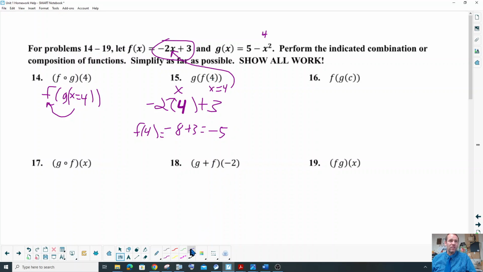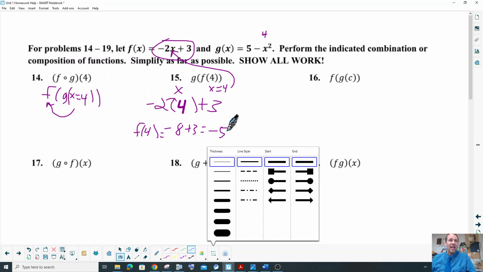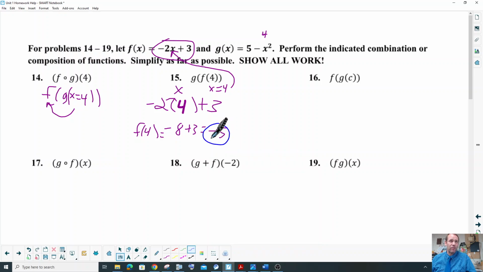Now we take that negative 5, which equals F of 4. Wherever we see an F of 4, we can substitute in a negative 5. So we go up here and put it right there. Now we have G of negative 5. Next, we do G of negative 5, which is the same as G of X equals negative 5.